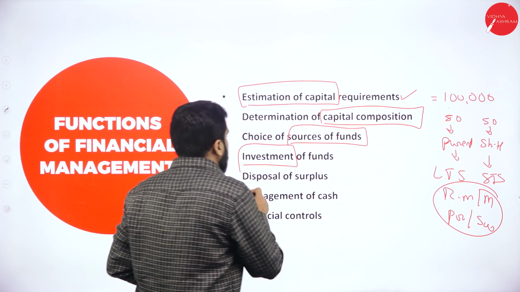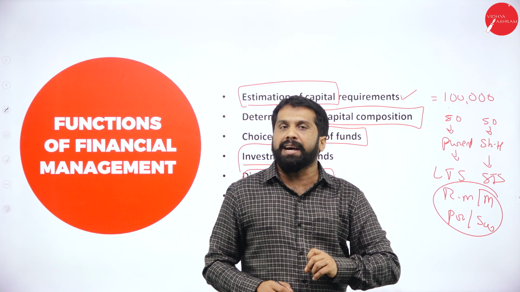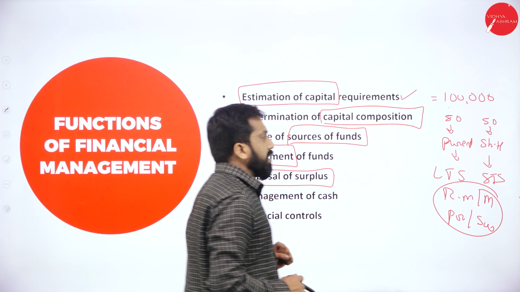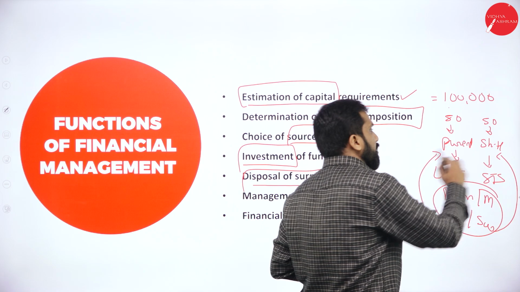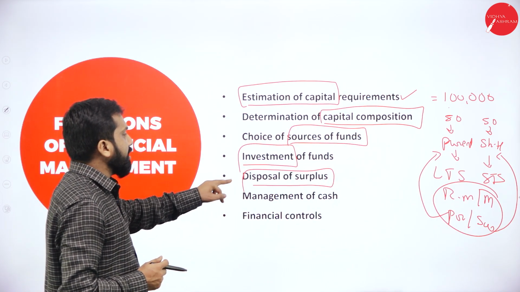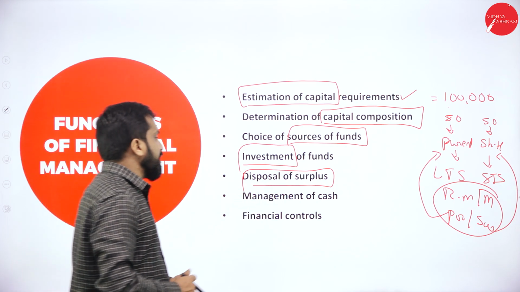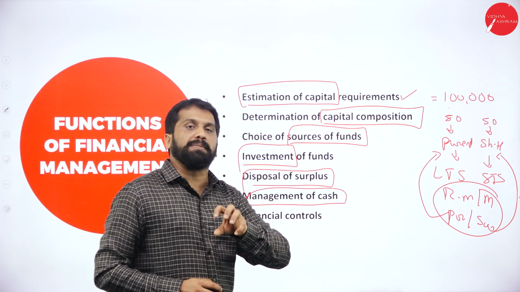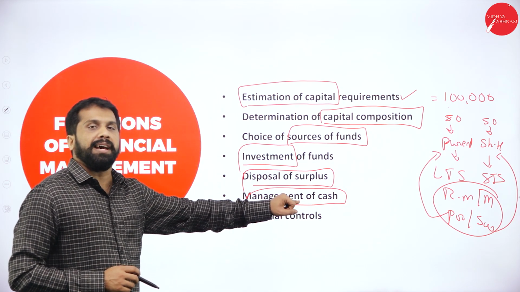Now, disposal of surplus. You have invested and you got profit of 1 lakh. What you will do that 1 lakh? Disposal of surplus. Out of 1 lakh, you will pay some interest to your dad. You will pay dividends to your shareholders. You will pay off all the salaries. Everything will be done. That is nothing but disposal of surplus. Now, management of cash. Once you disposed 1 lakh, out of that keep 10,000 as emergency purpose. That will be management of cash.